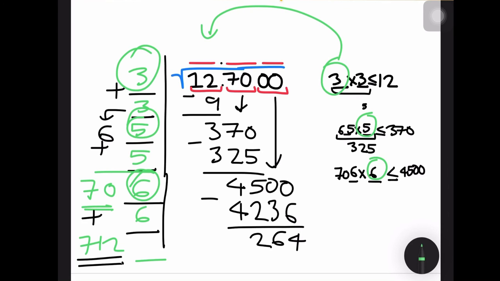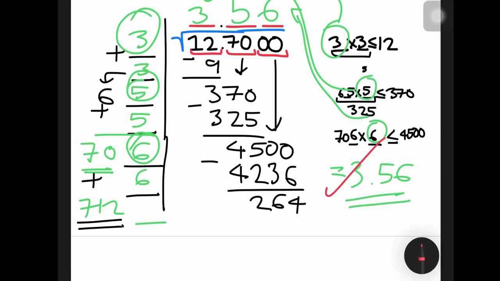So finally, let's add those numbers here. 3, 5, I'll put the arrow, sorry, and 6. So finally, we have the answer, 3.56. That is the answer to the square root.